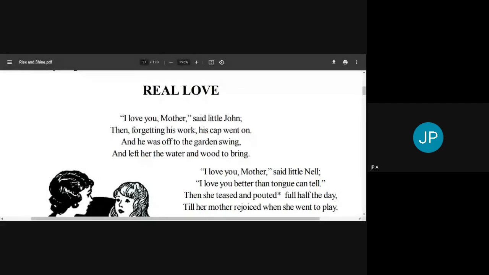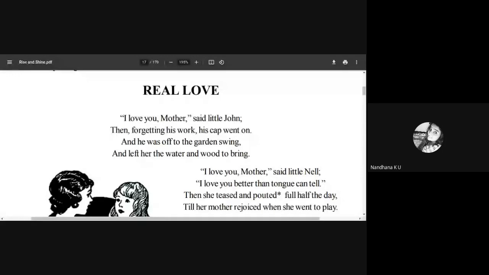Nandana, can you please read that first two stanzas? Nandana, can you Yes, sir.